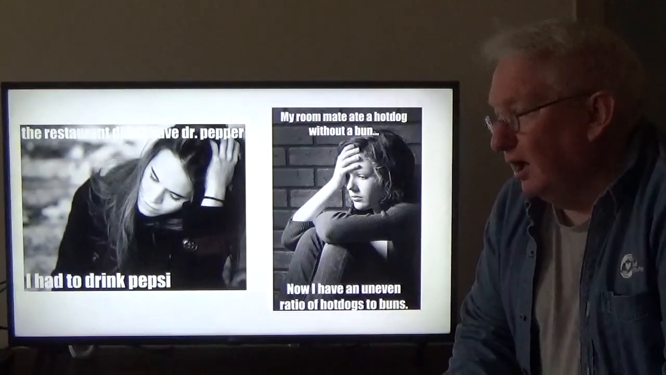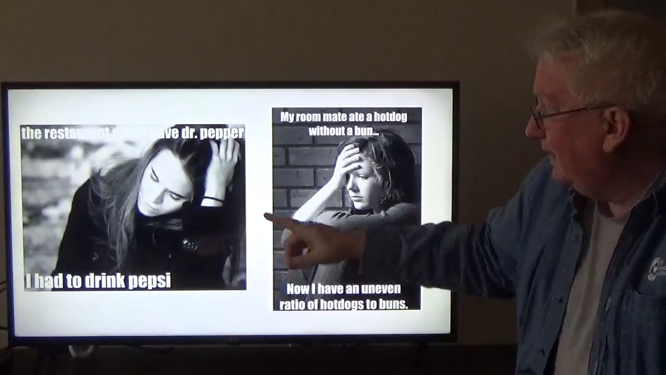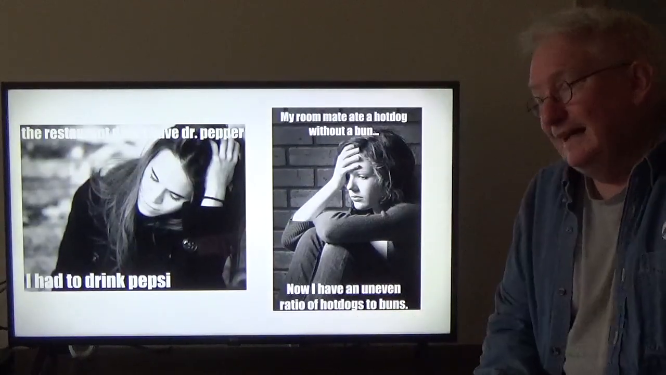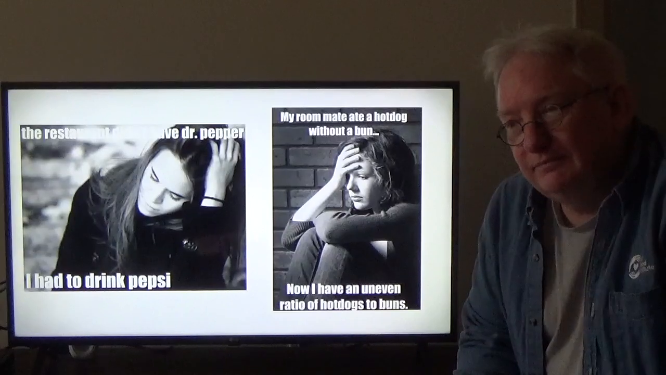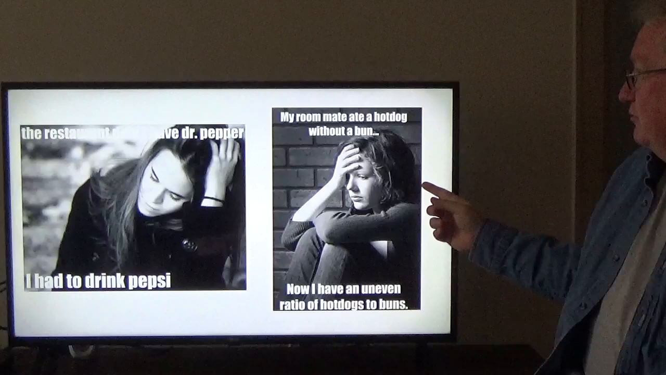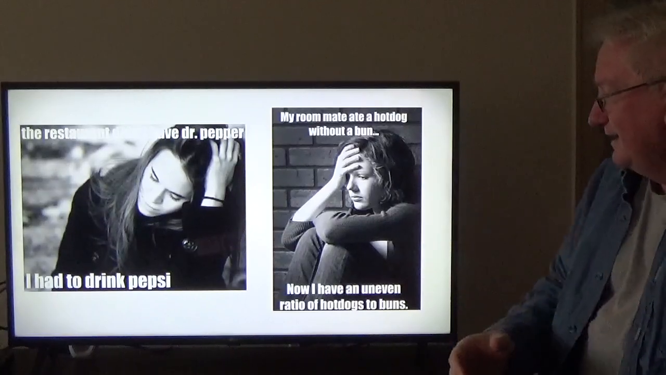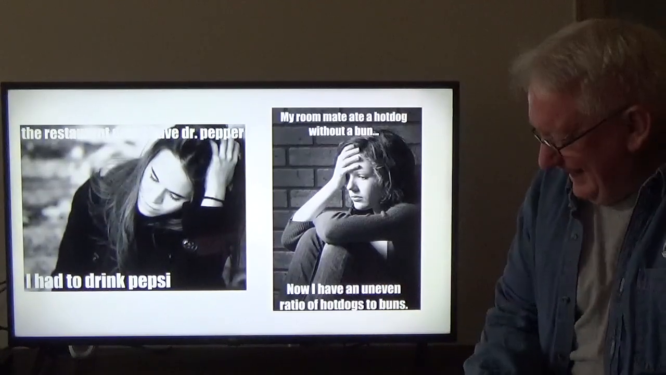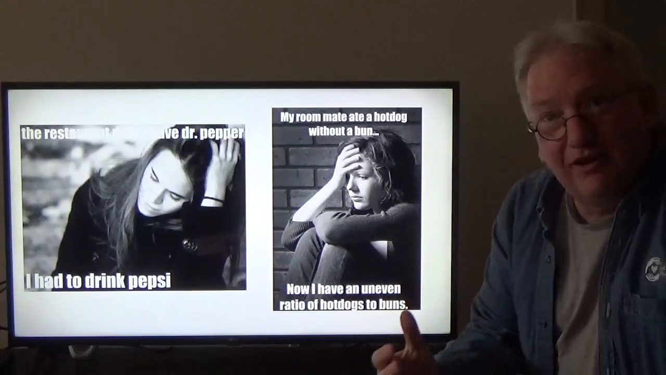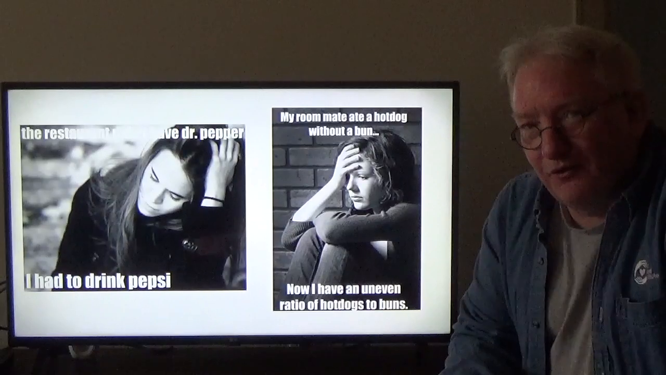More memes. Oh, this one drives me crazy. The restaurant didn't have Dr Pepper. I had to drink Pepsi. First world problems. My roommate ate a hot dog without a bun. Now I have an uneven ratio of hot dogs to buns. First world problems.